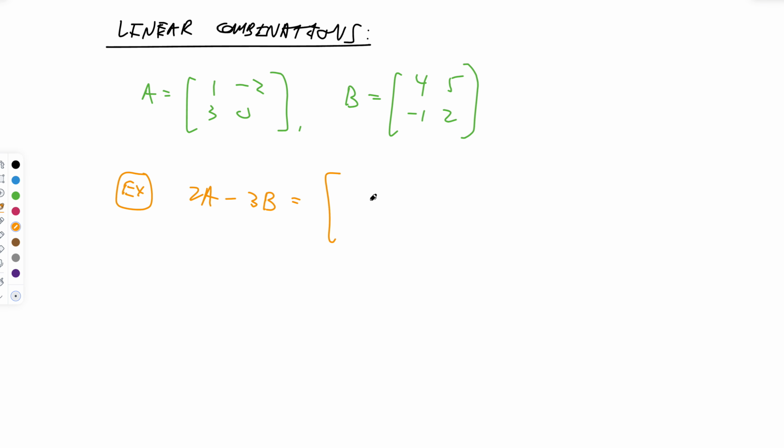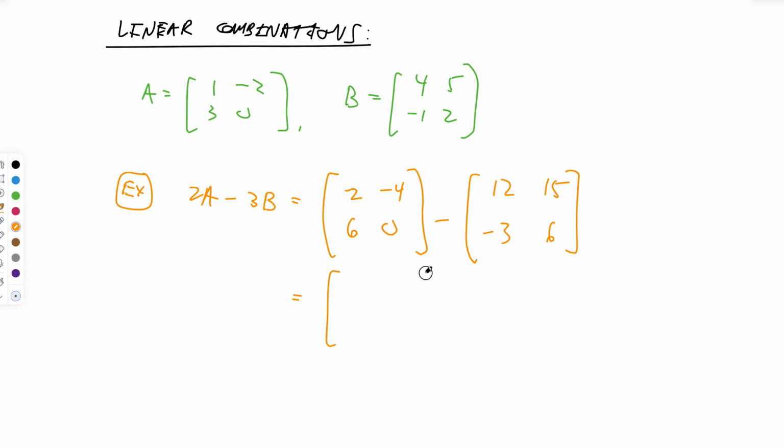So this would be 2A. If it helps, you can write it out. So 2A would be 2, -4, 6, 0. 3B would be 12, 15, -3, and 6, I believe, right? It would be good to check these numbers as I'm doing them. I believe these are correct, but you know how sometimes it happens. So 2 minus 12, -10, -4 minus 15 would be -19, 6 minus -3 would be 9, 0 minus 6 would be -6. So this should be the matrix 2A minus 3B. It'll still be a 2 by 2 because everything was 2 by 2. It's just been scaled and adjusted a bit.